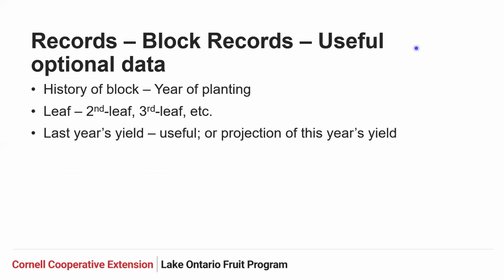Useful optional data for block records: the history of the block, the year that it was planted, what leaf the block is that current year. And it might be useful to put last year's yield down or a projection of this year's yield to get an idea of the general productivity of that block.